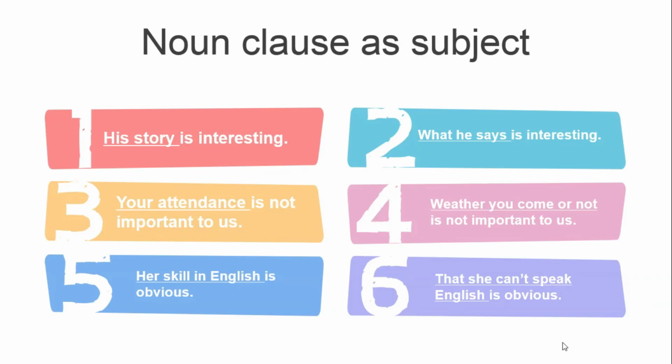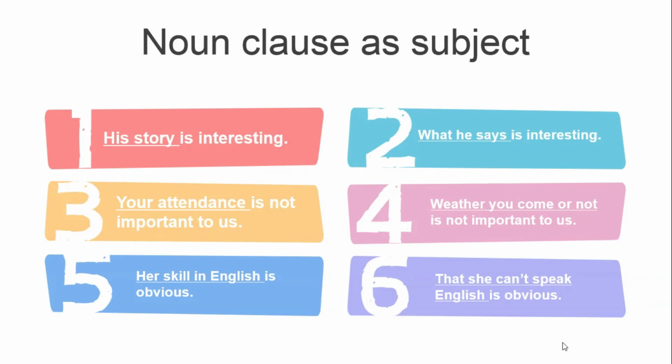Alright, everyone. Secondly, the second example is: your attendance is not important to us. Your presence is not important to us. Here the subject is your attendance, and the verb is. The subject is a noun, or a noun phrase. So let's replace the subject with a noun clause: whether you come or not is not important. Here is a noun clause. So the top one is a noun, the bottom one is a noun clause.